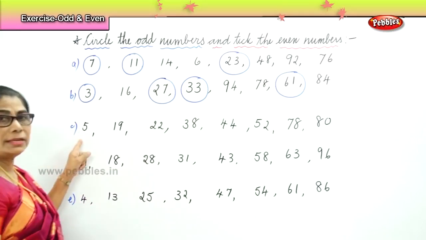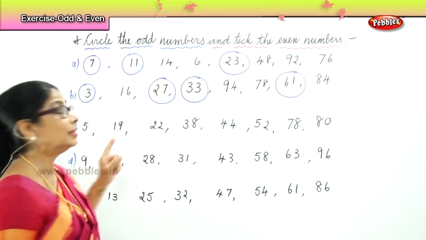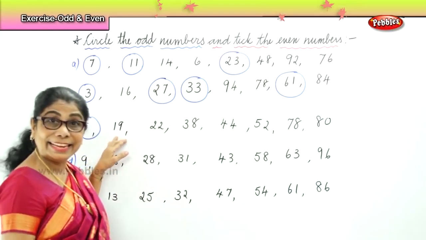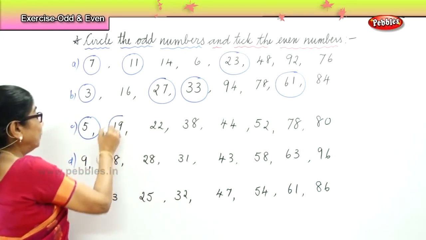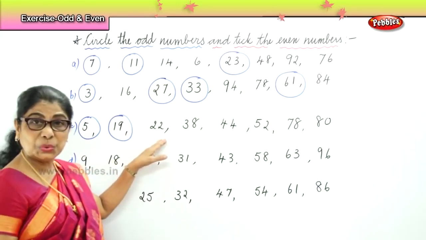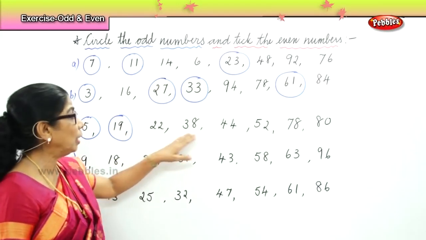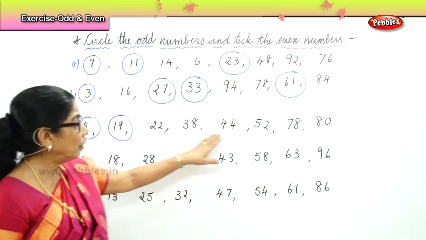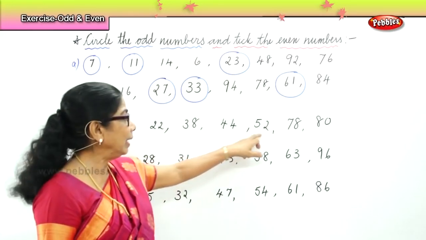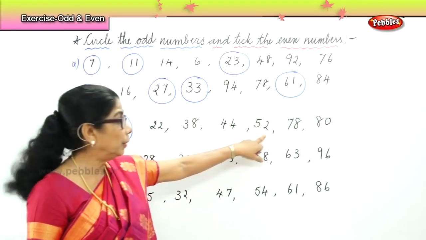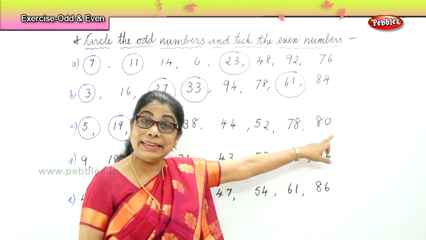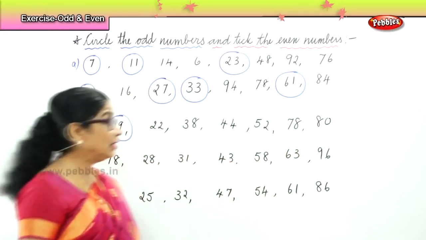Okay. Now, third set. Number 5. Good. Odd number. 19. Ending in 9. Very good. Odd number. 22, ending in 2, no. 38, ending in 8, no. 44, no. 52, ending in 2, no. 78, and here 80, ending in 0. That's also not an odd number.